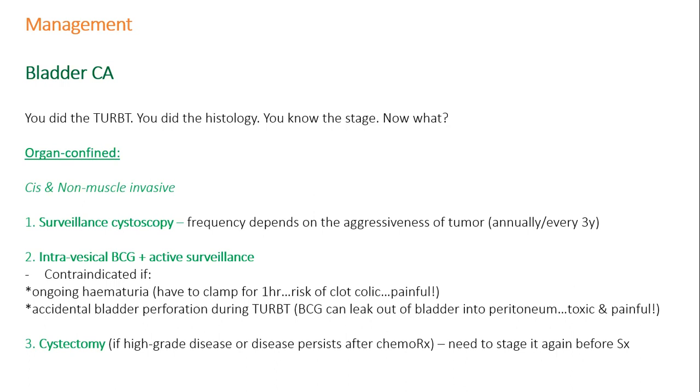And then if none of these work, you go ahead and do the last line option, that is the cystectomy. Initially, if it was high grade and all, you can go straight away with cystectomy, but it's always good to mention that you do surveillance and intravesical BCG. And if none of these work, you go ahead and do a cystectomy. Before doing a cystectomy, it's always good to stage it again, because in case you have given BCG for a long time, there is a chance that the tumor must have downgraded and the stage could have reduced. So it's always good to say you stage it before doing cystectomy.